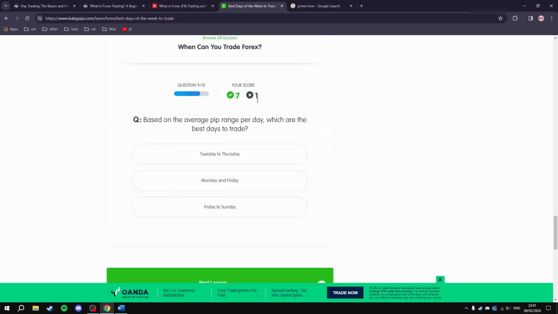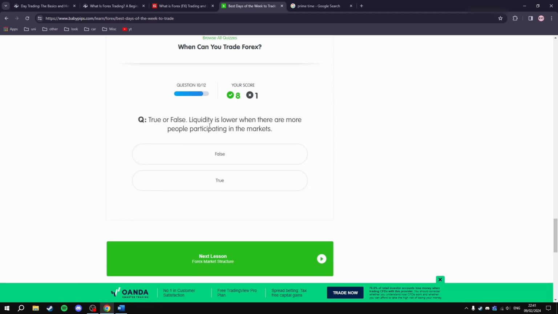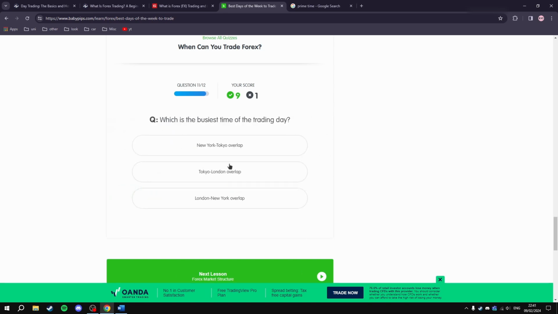Based on the average pip range per day, which are the best days to trade? Middle of the week, so Tuesday to Thursday. Looking at the chart of average pip range for the major pairs for each day of the week, it would probably be best to trade during the middle of the week, since this is when the most action happens. Yep. True or false? Liquidity is lower when there are more people participating in markets. False. A large chunk of Forex transactions taking place leads to higher liquidity and potentially lower transaction costs, i.e. lower pip spreads.